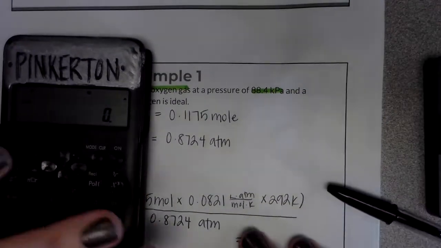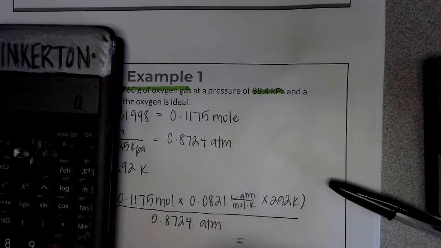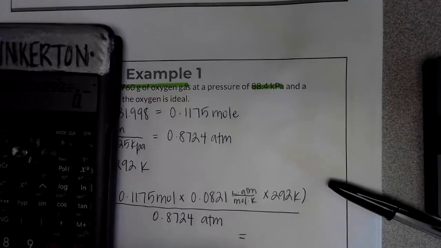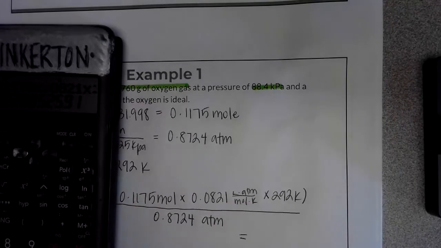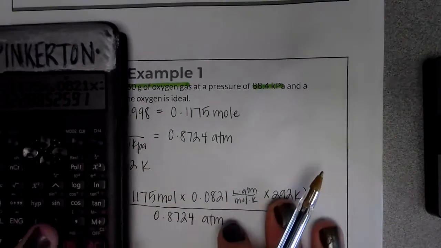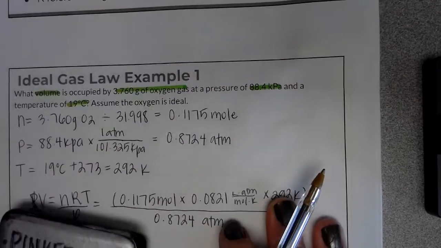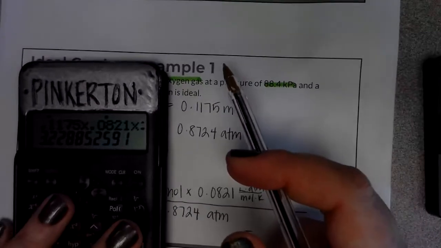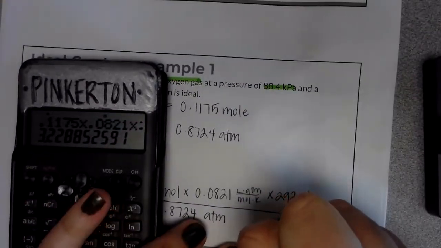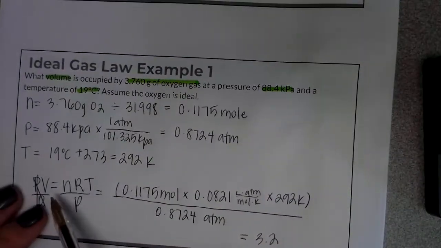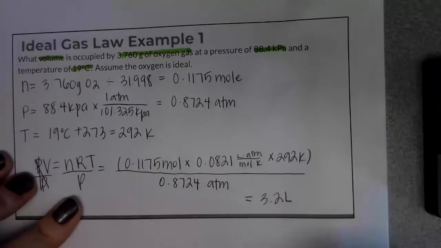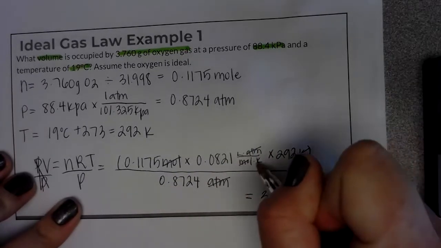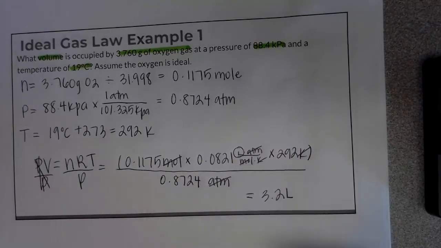Let's go ahead and do this here: 0.1175 times 0.0821 times 292 divided by 0.8724. All right, so I get 3.22 and some more digits. I need to consider significant figures, so let's do 2 significant figures. So we get 3.2, and since we're doing volume, that'll be in liters. Another way to check this is with your R value: atmospheres cancels, moles cancels, Kelvin cancels, and I'm left with liters. So that's the first one.